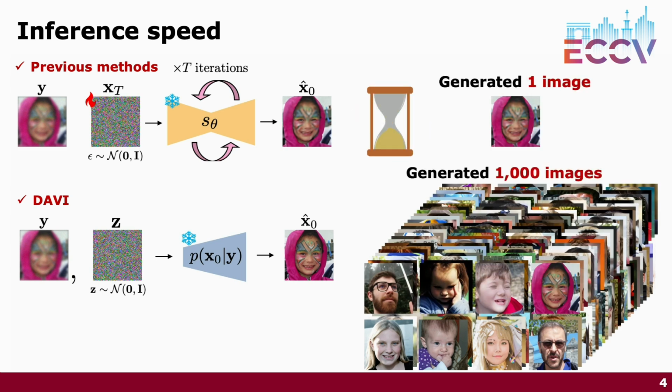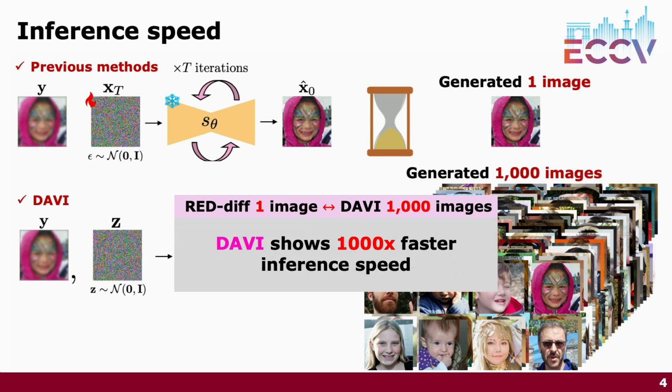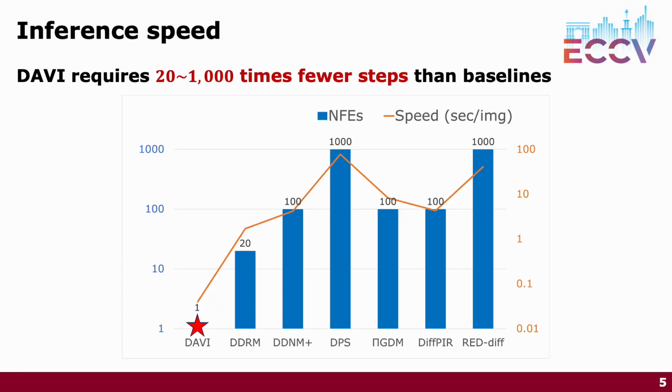This video compares DABI with LEDDIF. While LEDDIF generates one image, DABI generates 1,000 images. In other words, DABI shows 1,000 times faster inference speed. The inference speed is shown in a log scale graph.